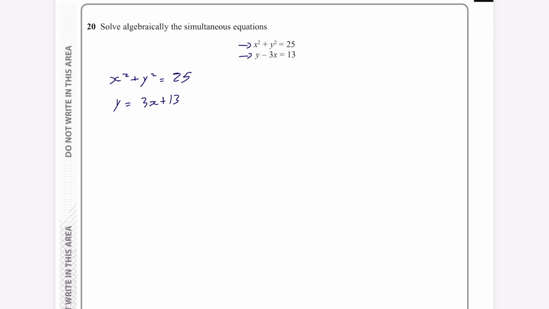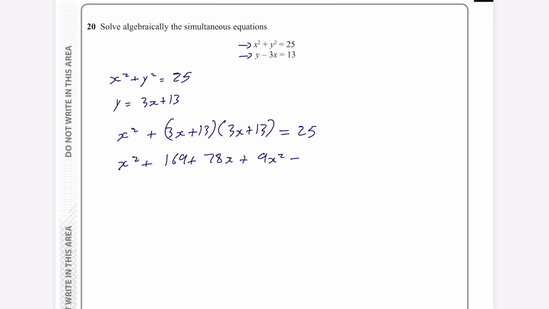Now I need to substitute y into the equation above. So that will now be x squared plus 3x plus 13. So I'm substituting it into y, which is squared. So I'm going to write that as (3x plus 13) squared is equal to 25. Now I'm going to expand that equation out, so that now becomes x squared plus 169, that's 13 times 13. You can do it in any order, and then that's 78x plus 9x squared is equal to 25.